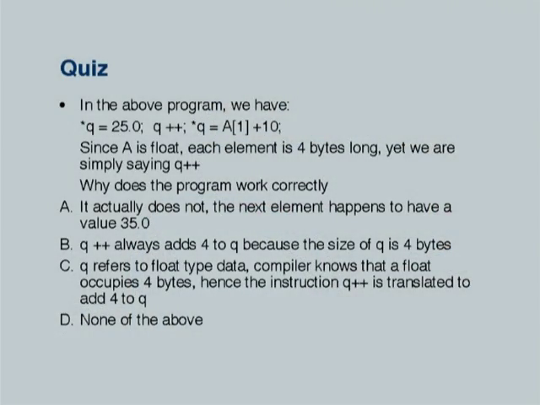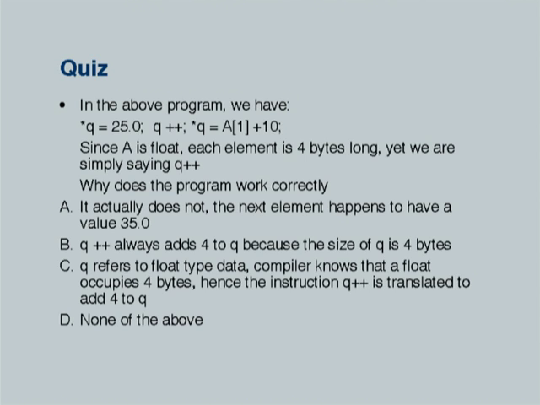If this is the query, notice that we have several responses for B, a large number of responses for C, and very few for A and D. Actually, A is not correct, because the next element may not have a value of 35.